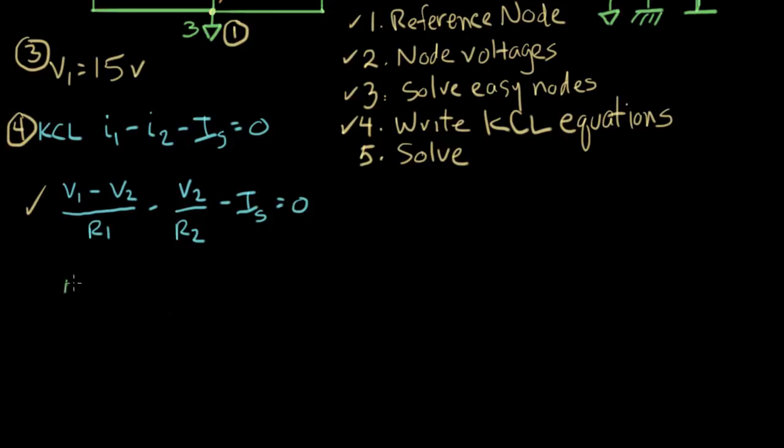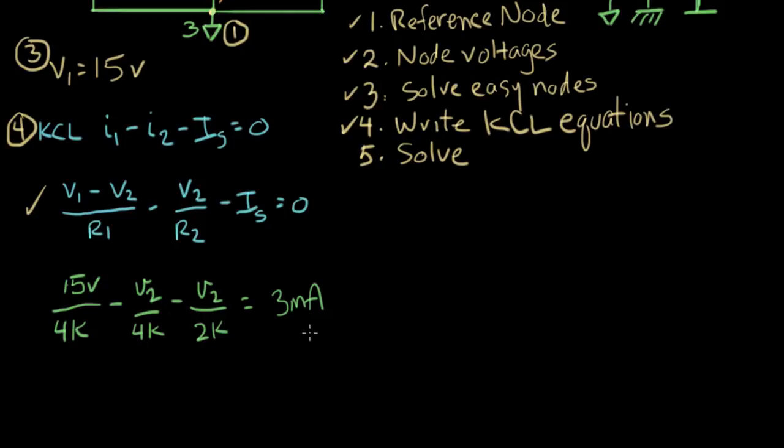We can plug in 15 volts for V1. And for R1, we can plug in 4,000 ohms. We can put in for V2. V2 is still unknown. And that's divided by 4K. In this expression here, we still have V2 unknown over 2K. And IS, let's put IS over on the other side. IS was 3 milliamps. Let's just keep working at this now.